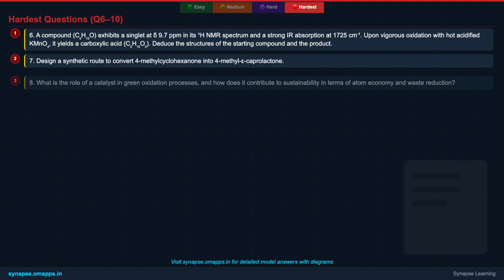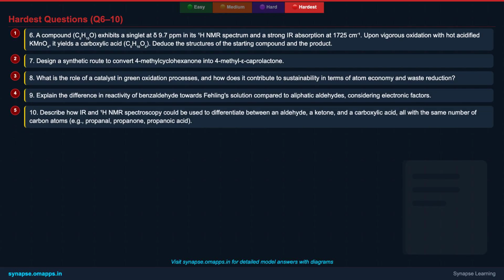Let's continue with the remaining tough questions. For question 6, use the provided spectroscopic data to deduce the structure of a CHO compound and its carboxylic acid product after oxidation. Then, design a synthetic route to convert 4-methylcyclohexanone into 4-methyl-epsilon-caprolactone. For question 8, elaborate on the role of catalysts in green oxidation processes and their contribution to sustainability.